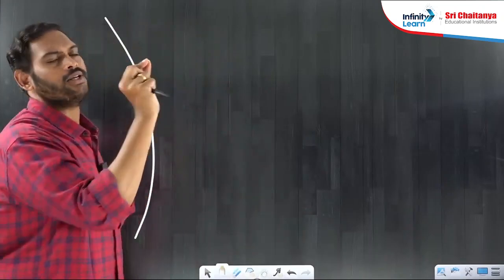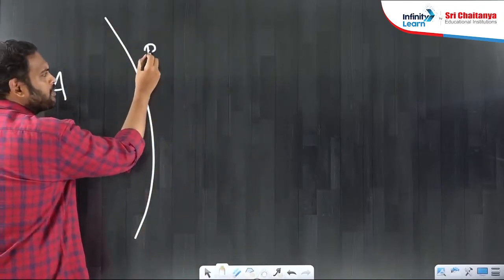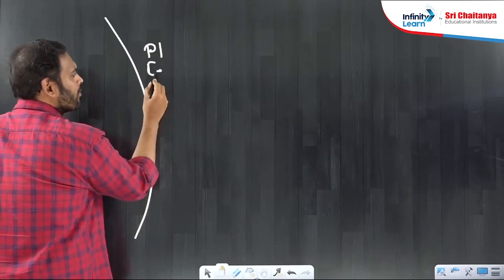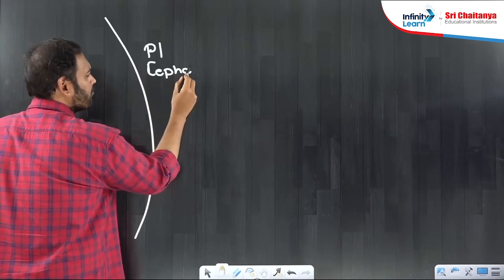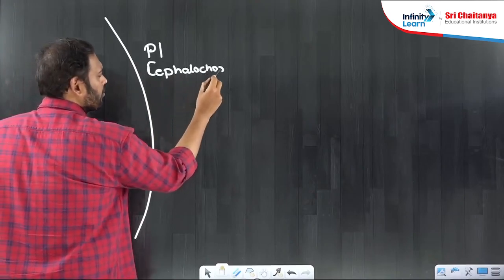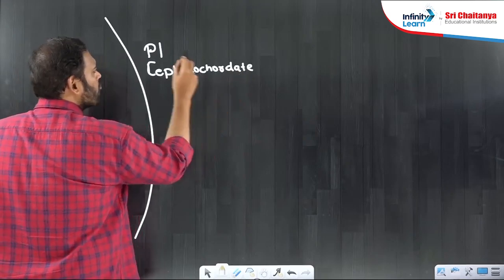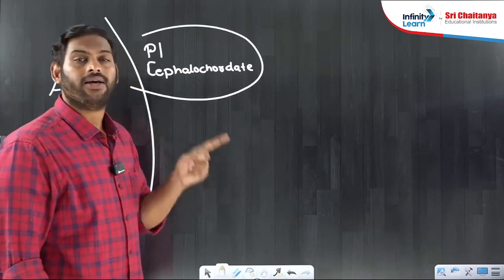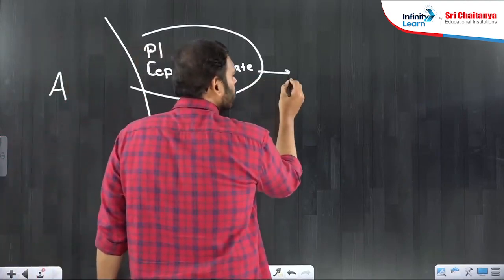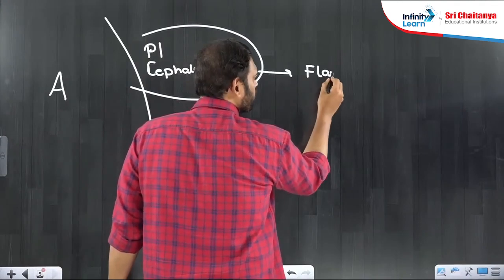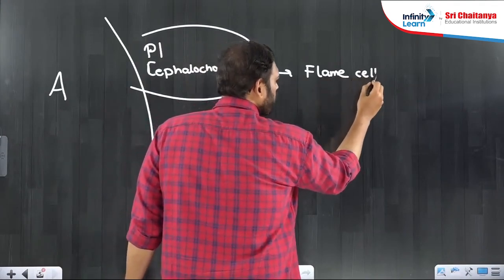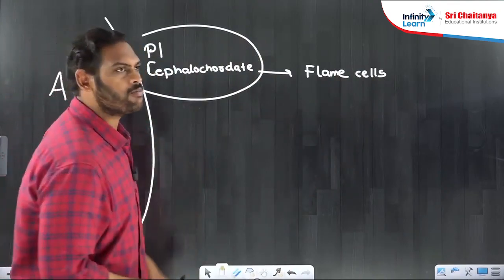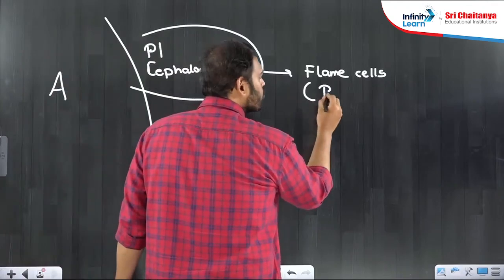So a point to be noted here: in the case of Platyhelminthes or in the case of Cephalochordata, primitive chordates, these Platyhelminthes or flatworms and cephalochordates, they do excrete, but they excrete with the help of a specialized structure known as flame cells. What is the synonym for flame cell? Flame cell has one more name. They are also referred to as protonephridia.